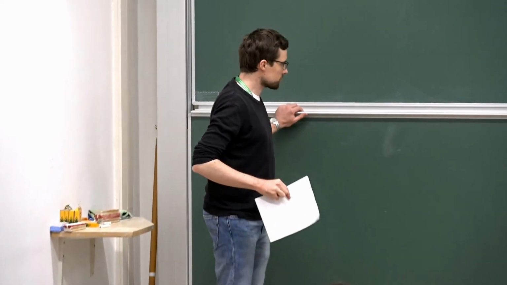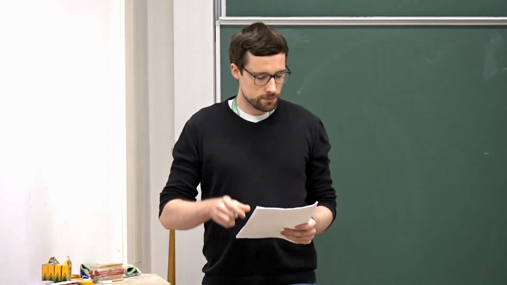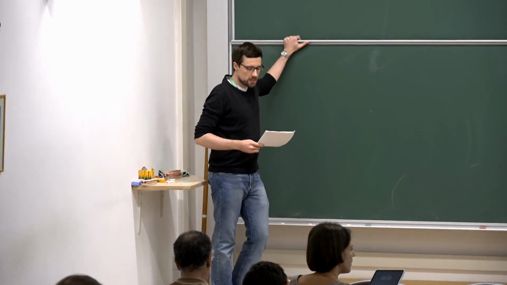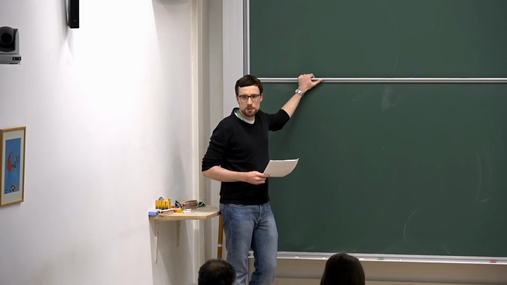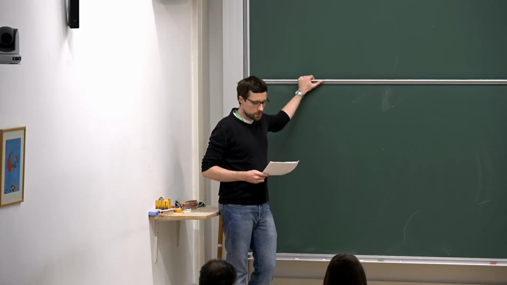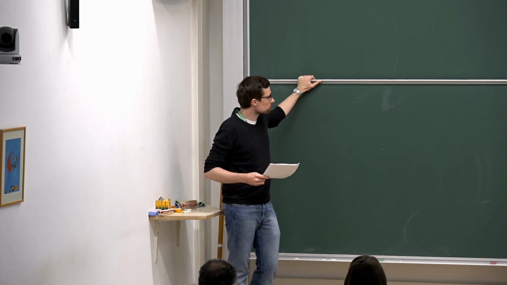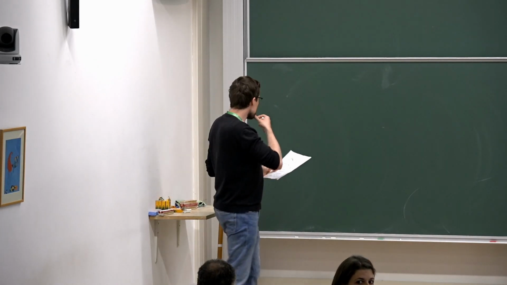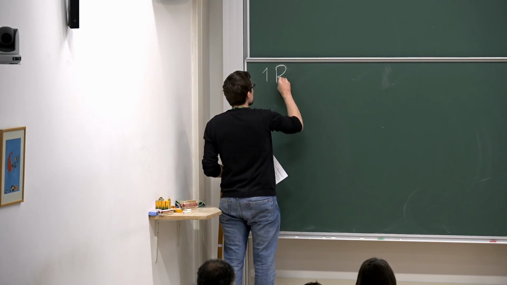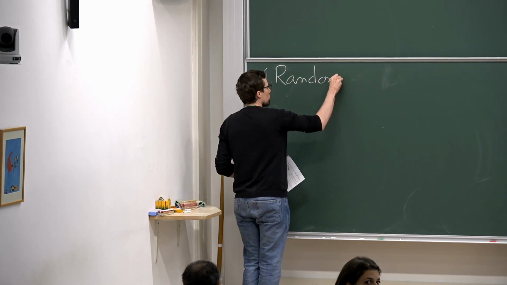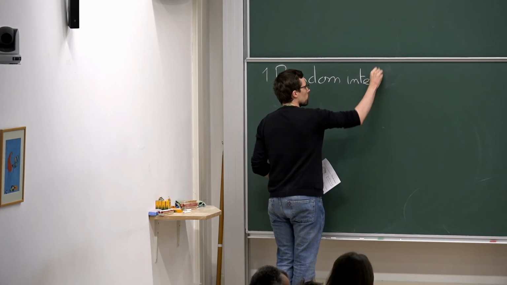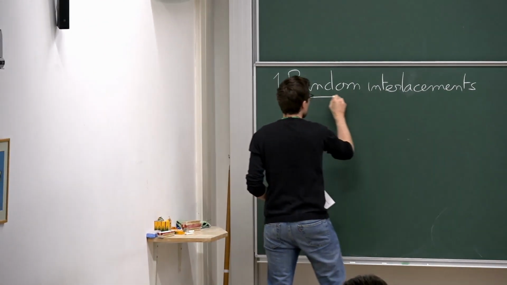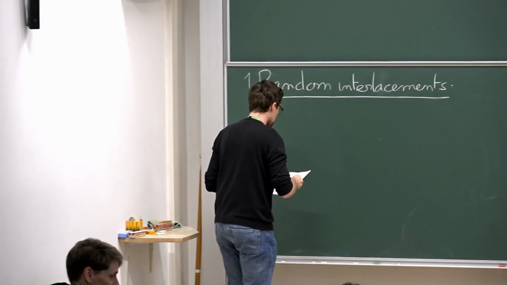And thank you for the opportunity to give this mini course here. So this mini course will be mainly about random interlacements and especially local uniqueness properties of random interlacements, and also applications to the study of the Gaussian free field via so-called isomorphism theorems. But before going into any of that, I want to give a proper introduction to random interlacements, and explain a bit, rather than just giving the definition, the motivation behind it and where it comes from.